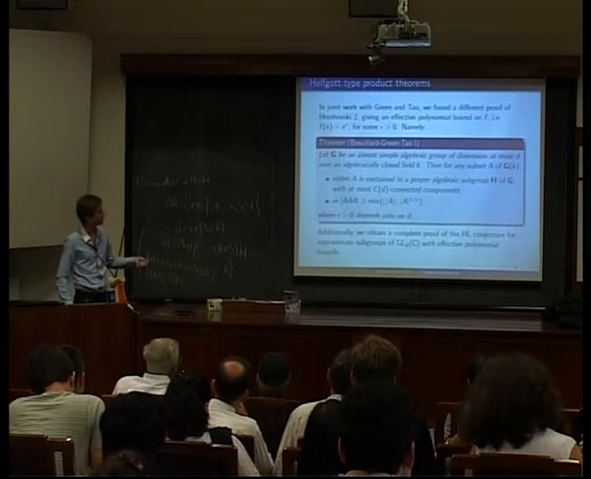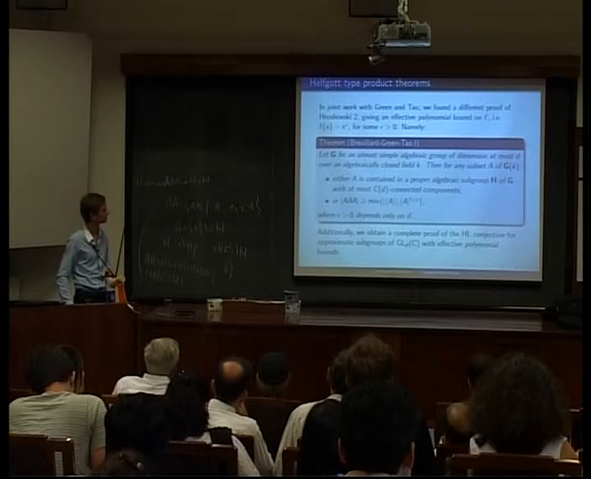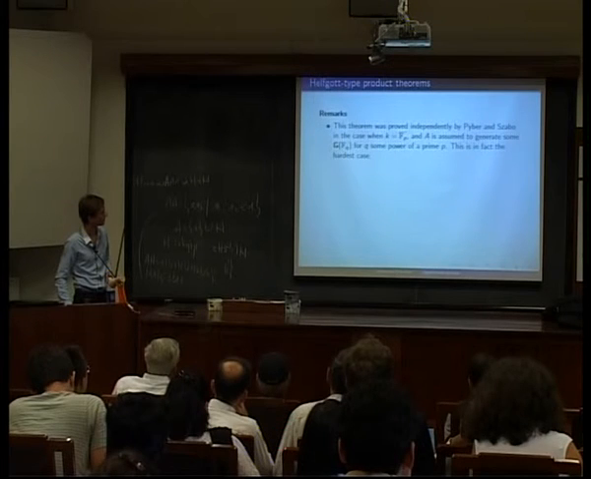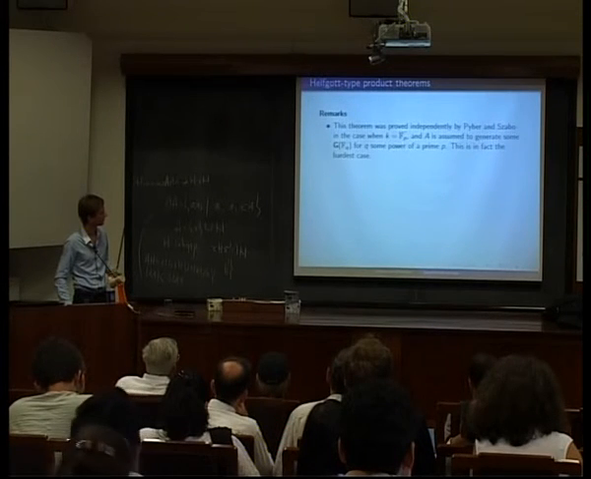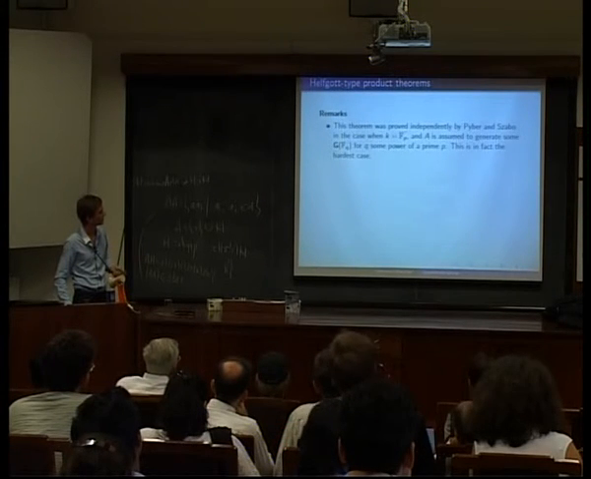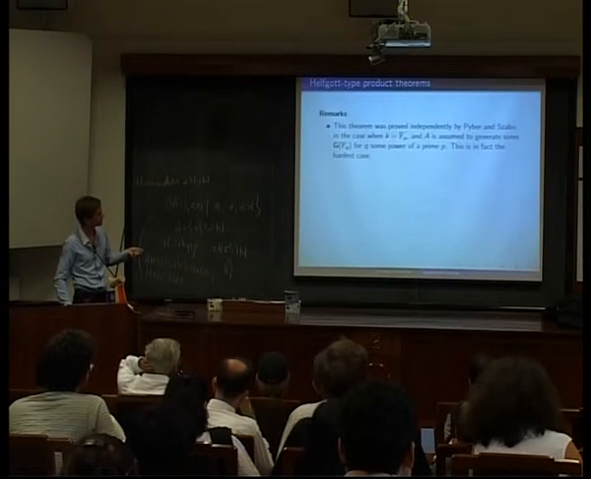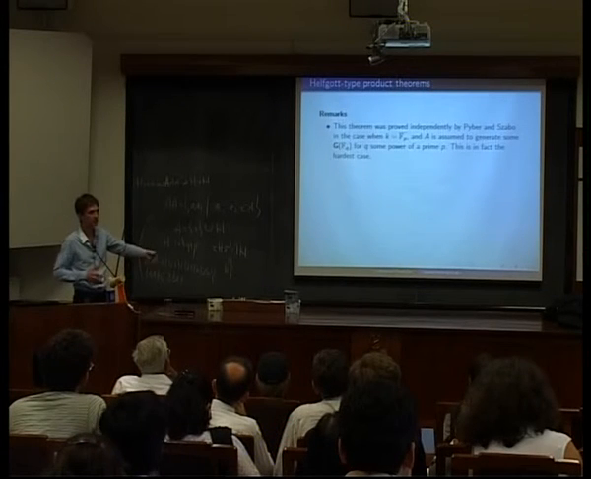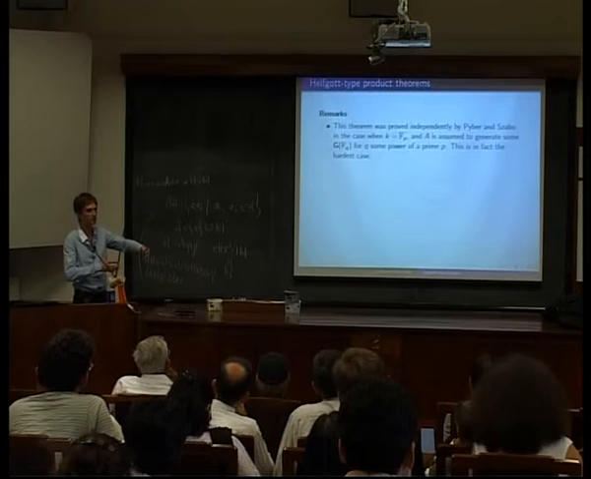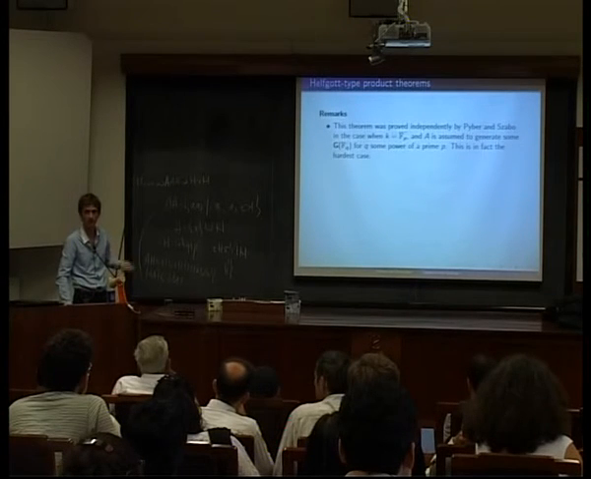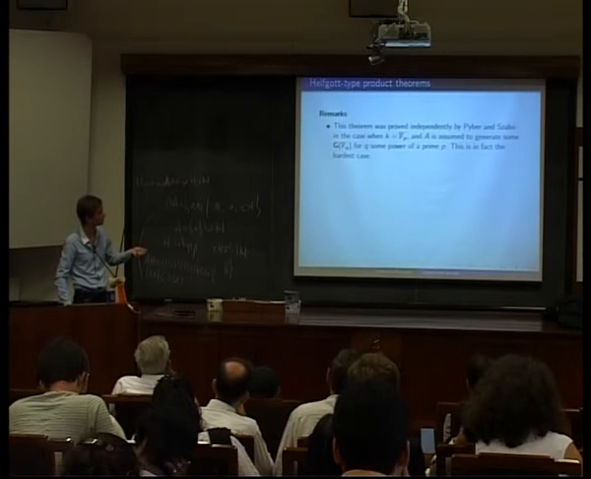Additionally, we also obtain a complete proof of the HL conjecture for GL_d(C) with these effective polynomial bounds. This theorem was proven, in fact, at the same time, independently by Pyber and Szabó. They were mainly concerned with the case when K is the algebraic closure of a finite field, because that's the hardest case: in GL_d of F_p bar, you have many finite subgroups, and you have to struggle with all those finite subgroups, and that's actually the hardest case to consider.